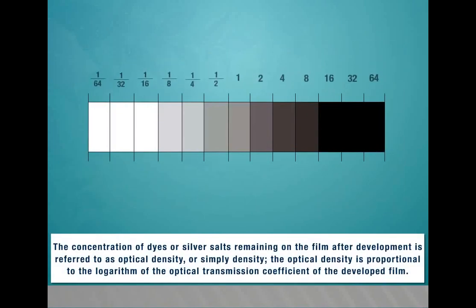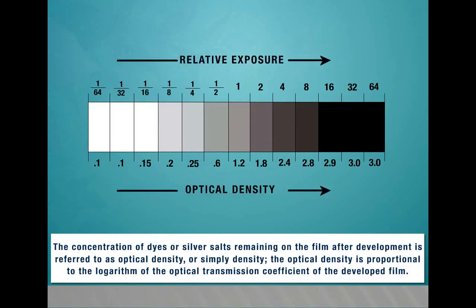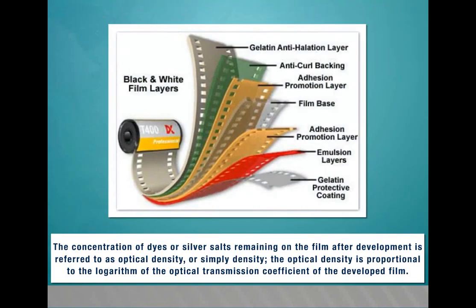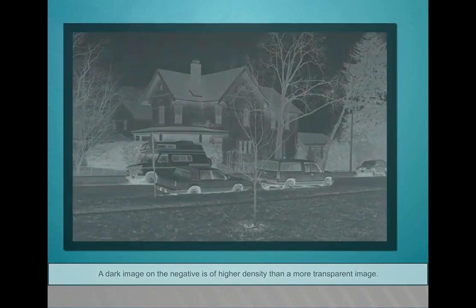The concentration of dyes or silver salts remaining on the film after development is referred to as optical density, or simply density. The optical density is proportional to the logarithm of the optical transmission coefficient of the developed film. A dark image on the negative is of higher density than a more transparent image.